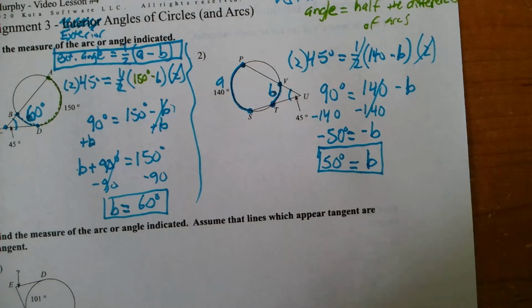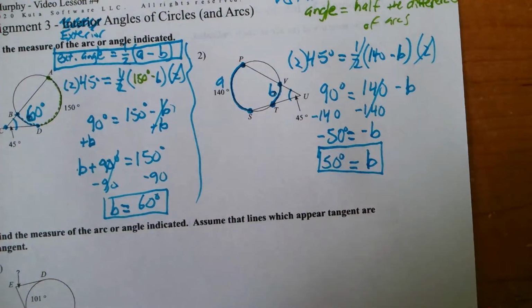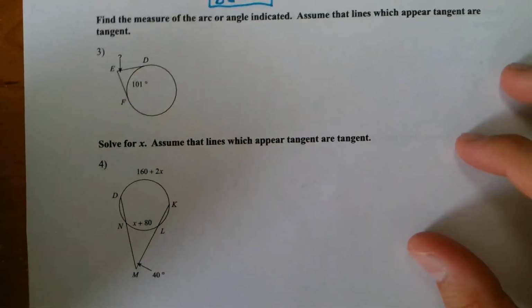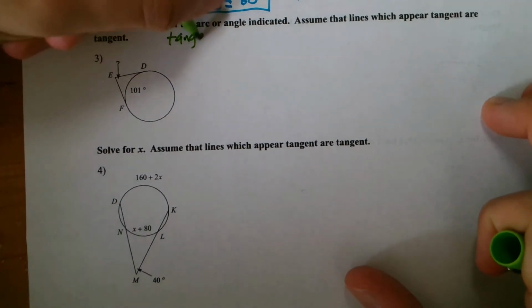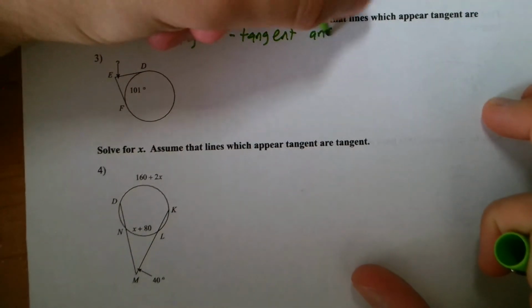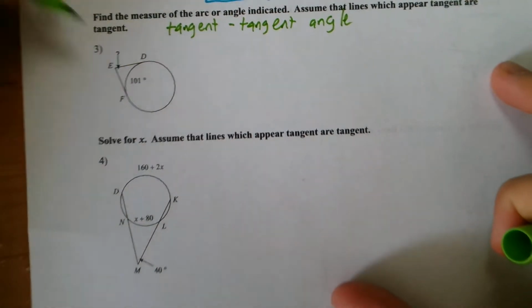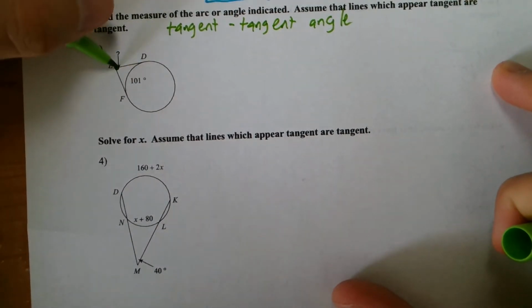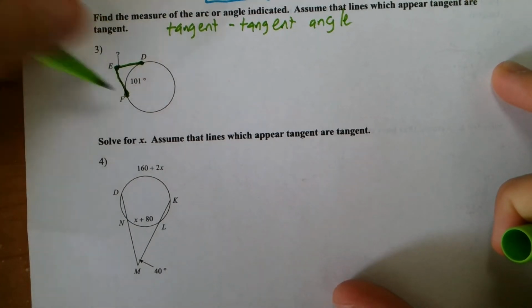Okay, now, with exterior angles, there are some special situations that come up that don't happen with things like interior angles. For instance, let's take a look at number 3. Number 3 is what happens when you have two tangents that form an angle. This is sometimes called a tangent-tangent angle. Creative name, I know. So, in this problem, ED is a tangent, and EF is a tangent.